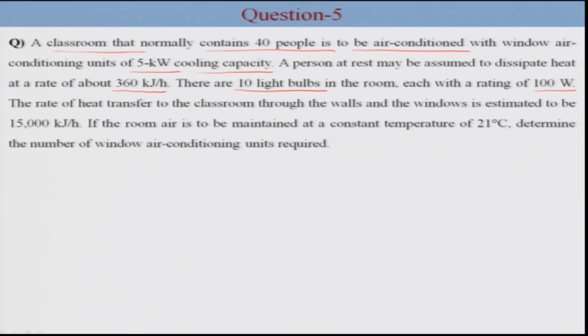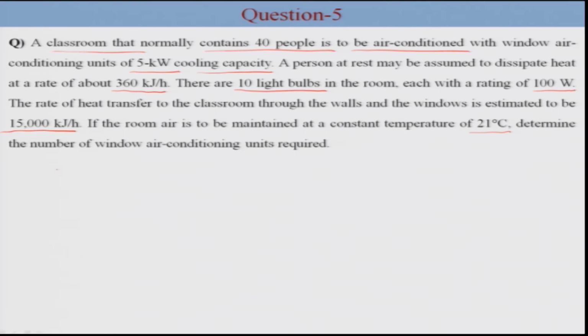The rate of heat transfer to the classroom through the walls and the windows is estimated to be 15,000 kilojoule per hour. If the room is to be maintained at a constant temperature of 21 degrees Celsius, determine the number of window air conditioning units required. In this, we have to determine the total cooling capacity of the air conditioners. So, the total load because of the bulbs, people and the heat which is coming inside will be the same as what the air conditioners have to remove.